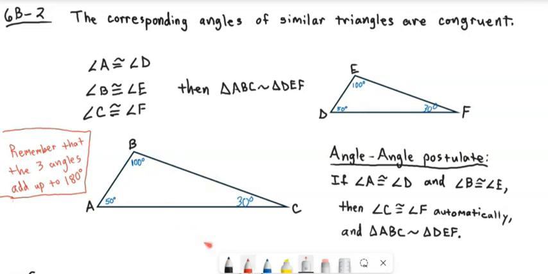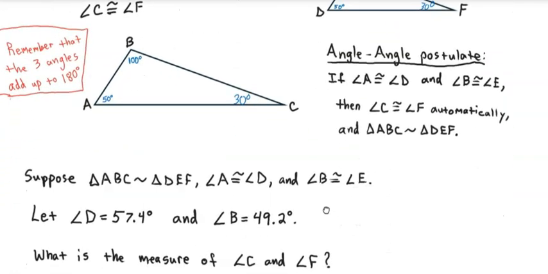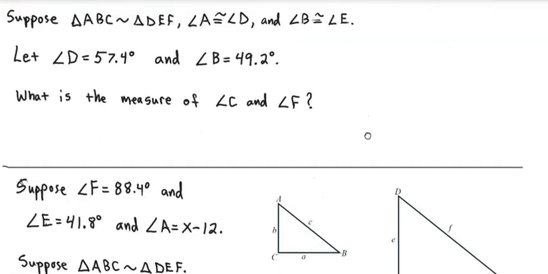And so what we're going to do is a few examples of how to understand things based on similar triangles. So let's look at this question, and this is the kind of question you'll see in your practice. It says, suppose that triangle ABC is similar to triangle DEF, and angle A is congruent to angle D, and angle B is congruent to angle E, okay? Now, let's say that we know that angle D is 57.4 degrees. Well, that means that angle A is also 57.4 degrees.